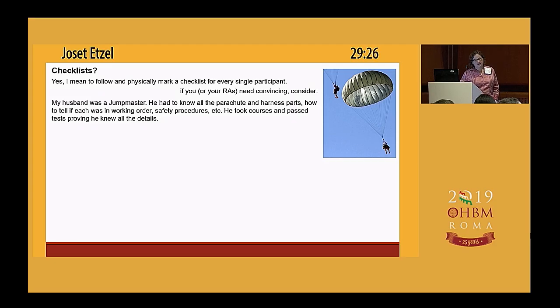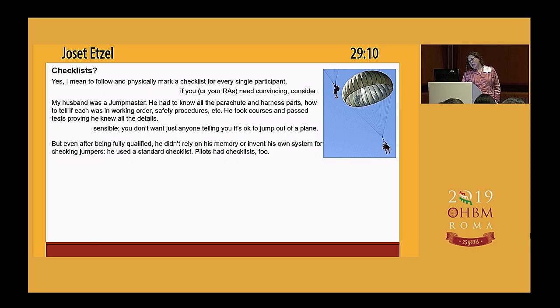My husband was a jump master, and he went through hundreds and hundreds, thousands of hours of training, practice jumps, how to tell if every single part of the parachute was in working order. And that's smart. You don't want just anybody telling you, okay, jump out of the plane now. But even after going through all of those qualifiers, he didn't rely on his memory or invent his own system of double checking the parachutes. He had a checklist. The pilot of the plane had checklists that they went down every single time. And we might be saying, why?